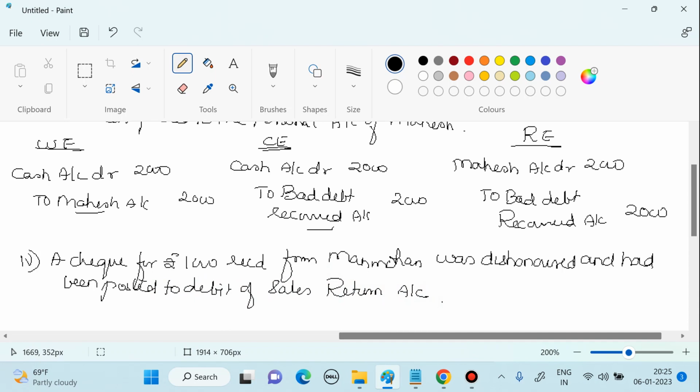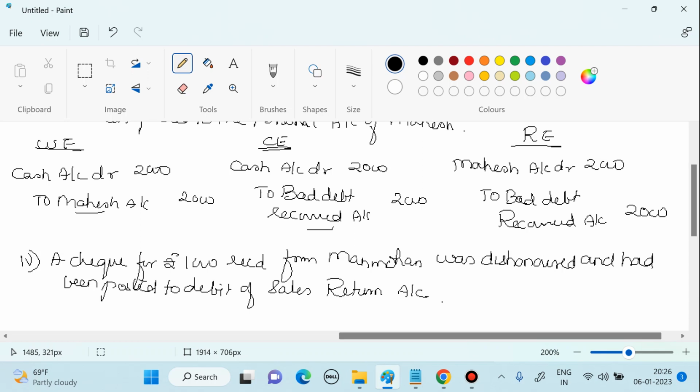Now we'll go to the next one. A check for 1,000 received from Manmohan. So Manmohan was the debtor of the business. He paid 1,000 rupees by means of check. So we got the check. The business went and deposited that check into the bank account. Bank went to Manmohan's bank to collect the amount. It was dishonored. Manmohan did not have balance in the account, so the check got dishonored.